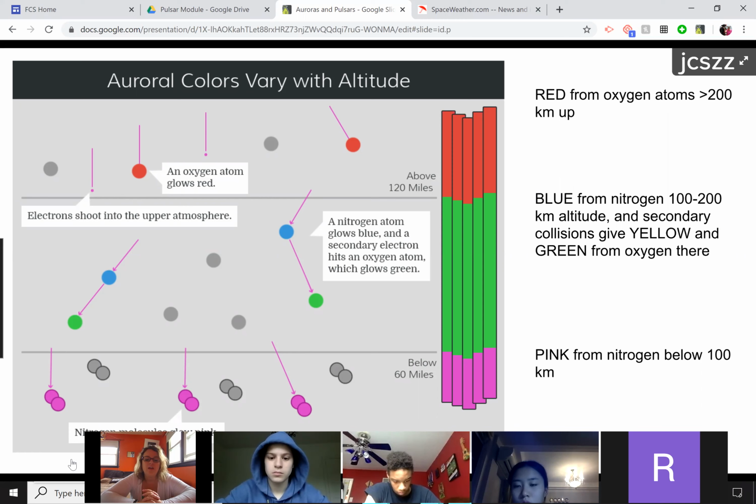The blue, which I haven't really seen. I've seen something I thought was maybe a little blue. That's coming from nitrogen at 100 to 200 kilometers up. And then there are secondary collisions that can give you some yellow and green from the oxygen in there. And most of the time, what you see in the auroras is the greenish color. And then nitrogen that's lower down will give you kind of a pinkish color, right? So if you see auroras of different colors, they're coming from different heights in the atmosphere.